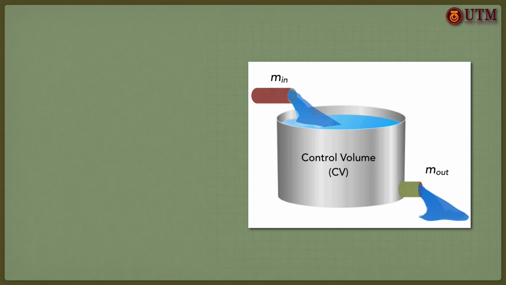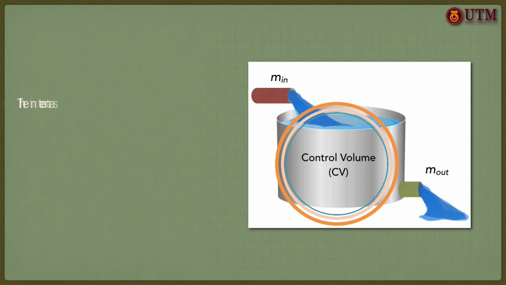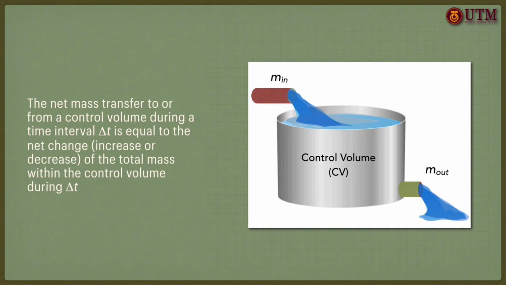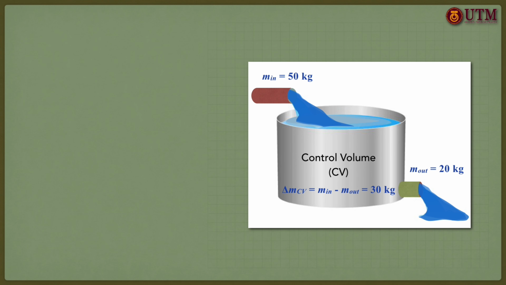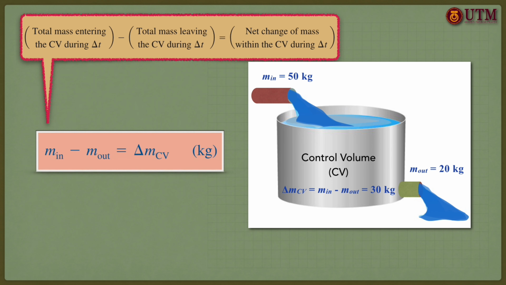It can be defined as the net mass transfer to or from a control volume during a time interval delta t is equal to the net change of the total mass within the control volume during delta t. Or we can simplify it in the following expression, where delta m_CV is the change in the mass of the control volume during the process.